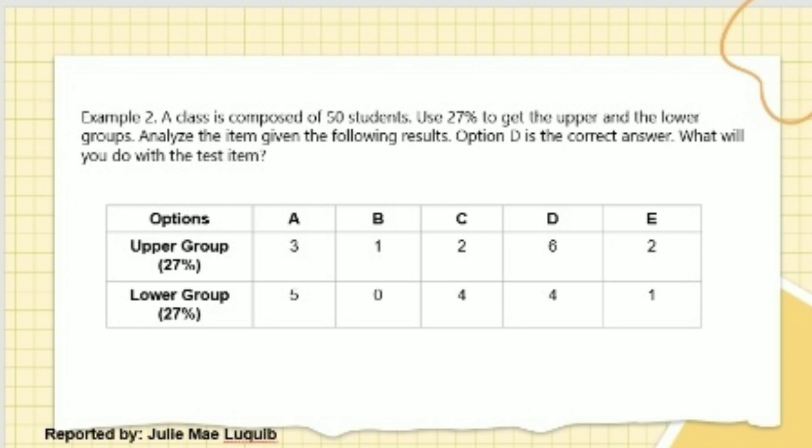To compute the difficulty index, we need to use the plus sign. So small n is equal to 6 plus 4, which is equal to 10. The big N here is 28. Asa man nato nagikuha ang 28? Mao na siya ang total number of the students who take the exam, 28.